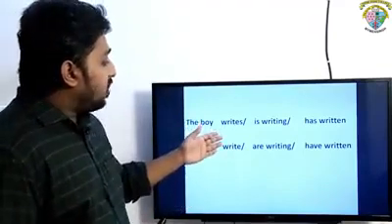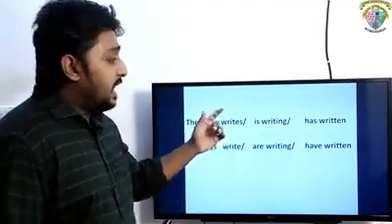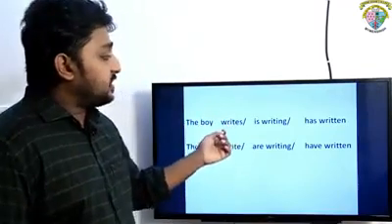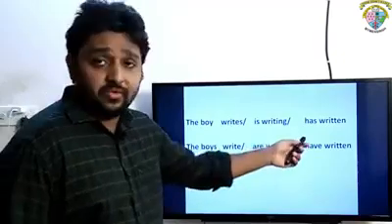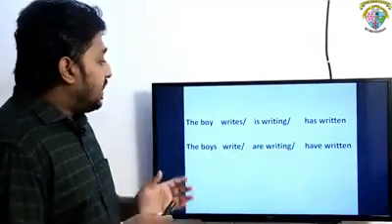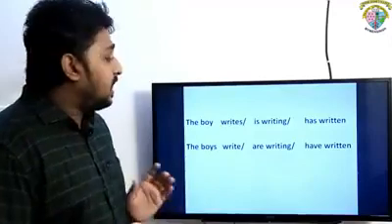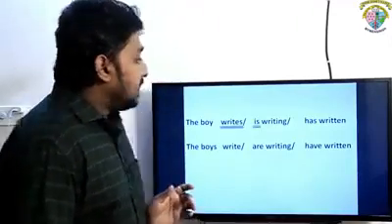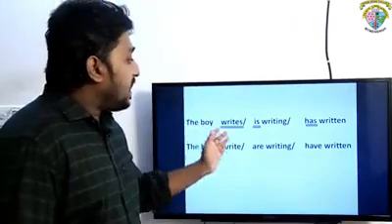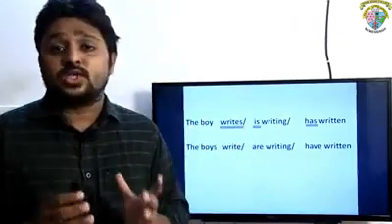In present simple form, the boy receives writes, in progressive form, the boy receives is writing, and in present perfect form, the boy receives has written. So we can say that the singular verbs in the line are writes, is, and has. So here writes, is, and has are the singular verbs.